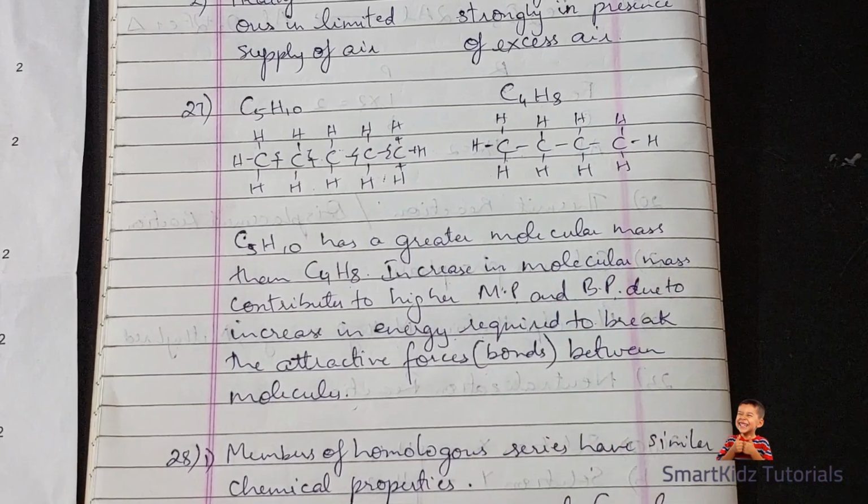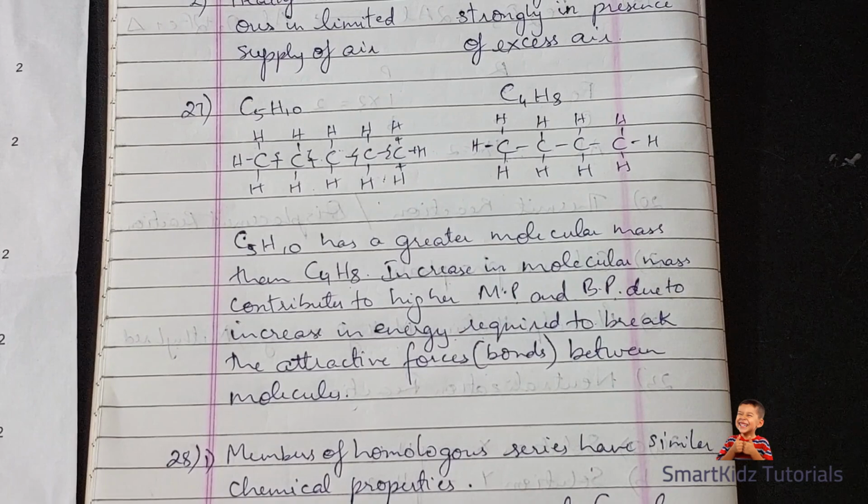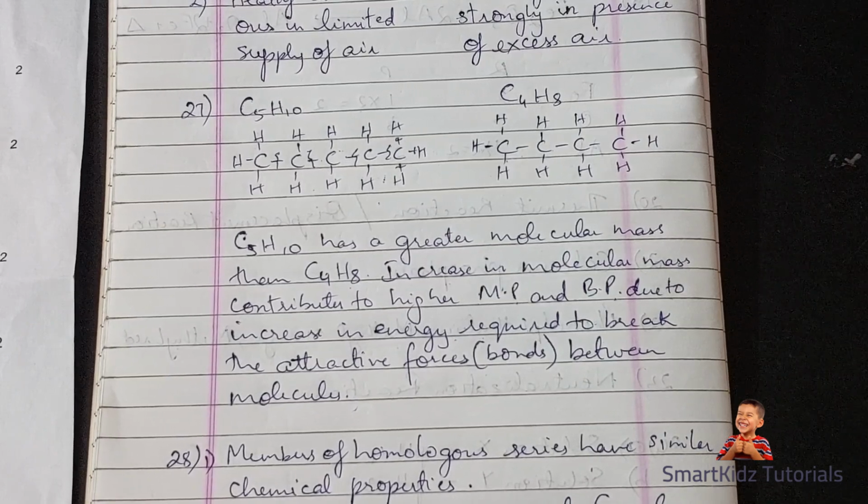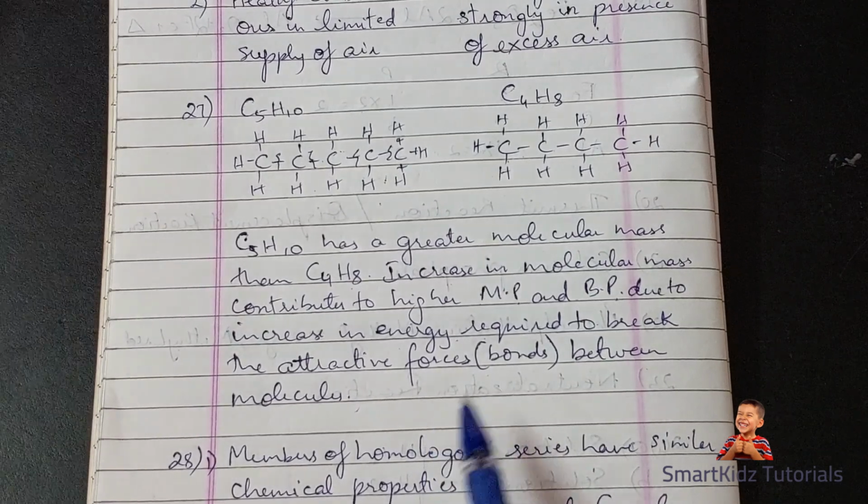You have learnt even in smaller classes, 8th, 9th, 10th, that whether it is liquid, solid, or gaseous, they have attractive forces between them. There are bonds being formed. So the stronger the bond, the more energy is required to break it. That results in higher melting point and boiling point. So that is the answer.